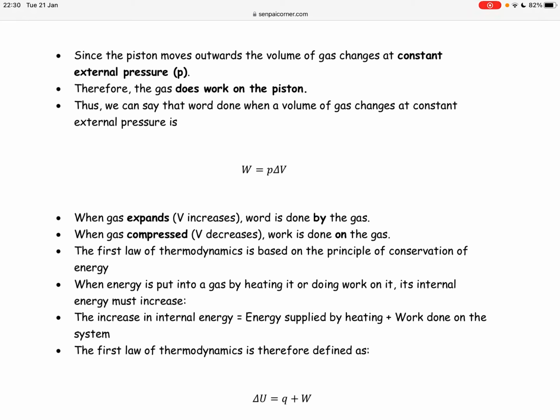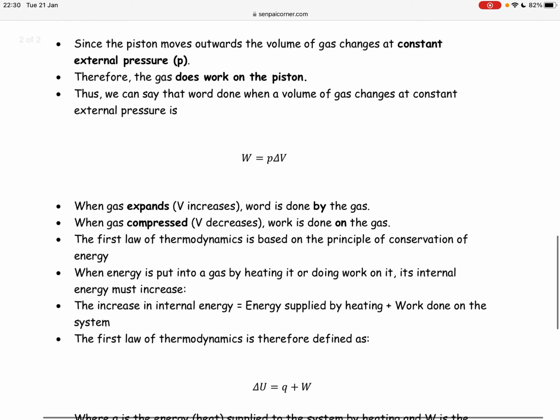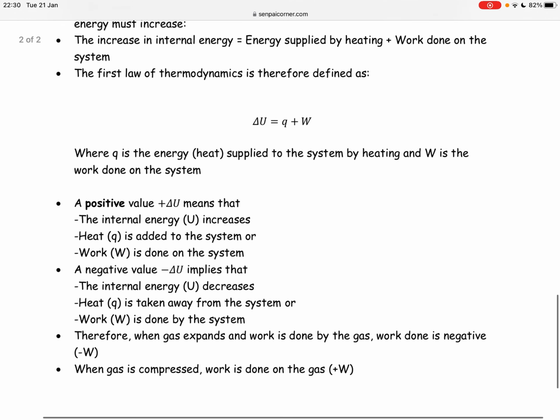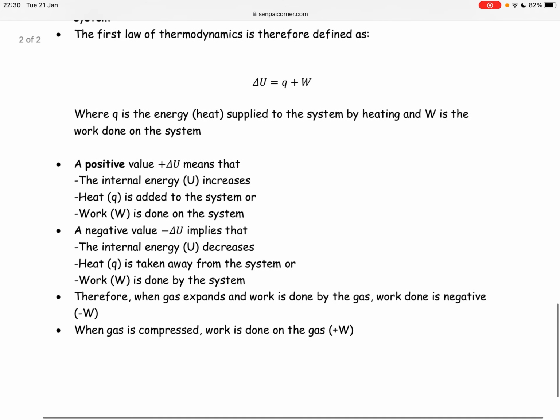Thus, we can say that the work done when a volume of gas changes at constant external pressure is W equals P delta V. When gas expands, V increases, work is done by the gas. When gas compresses, V decreases, work is done on the gas. And the first law of thermodynamics is based on the principle of conservation of energy. When energy is put into gas by heating it or doing work on it, its internal energy must increase. Increase in internal energy equals energy supplied by heating plus work done on the system. The first law of thermodynamics is delta U equals Q plus W, where Q is the energy (heat) supplied to the system by heating and W is the work done on the system.